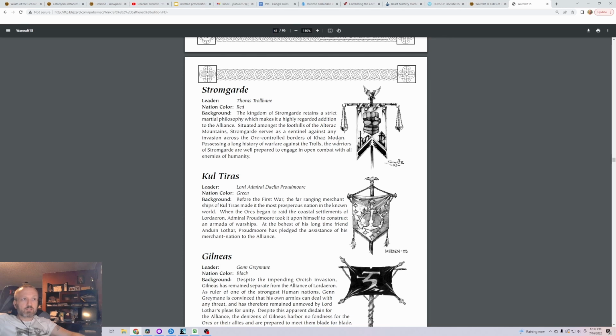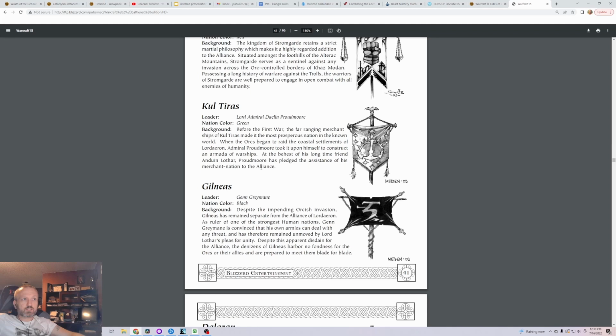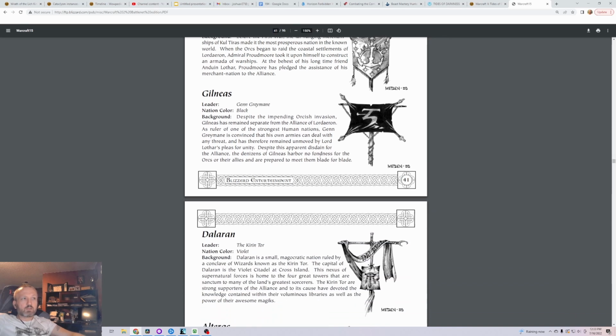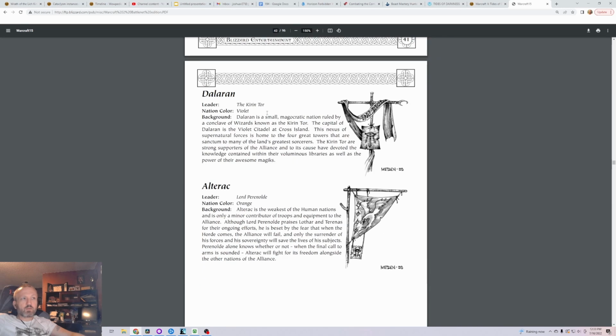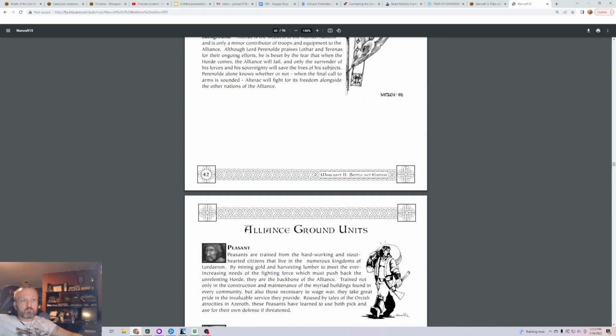Stromgarde is red, led by Trollbane. They will be important in the battles against Khaz Modan. Kul Tiras will be green. They will be the naval fleet, led by Daelin Proudmoore, Jaina's father. Gilneas will be black, led by Genn Greymane. They will fight them, but they're going to be a small part because they don't really want to get involved. Dalaran will be purple, violet, and they lead the Kirin Tor. They're mostly wizards. And finally, Lord Perenolde, the weakest, orange. They are also the ones that will become traitors.